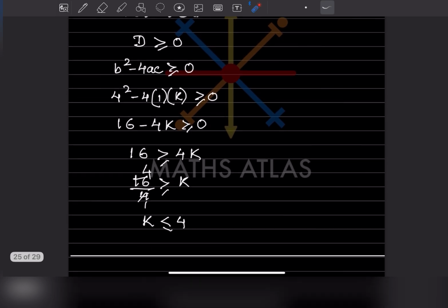So now what will you do here? 16, and this one you are going to take on this side first. That will be this, this remains as it is. That is going to be 4k. But now, since we want just the value of k, this 4 is multiplication, so we will bring it to this side. So that is going to be 16 divided by 4 is greater than or equal to k. So now we want the value of k. We have to change the sign. So see here, this says that 4 is greater than or equal to k, that means k is less than or equal to 4.